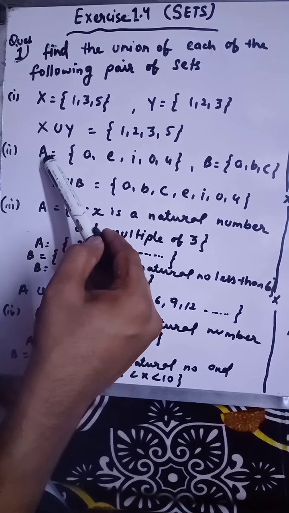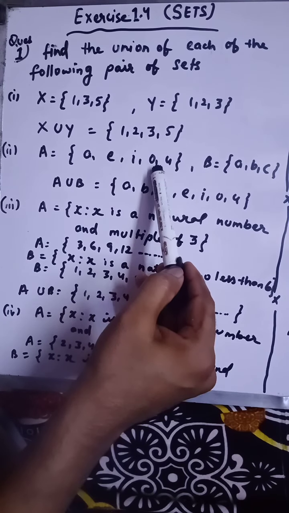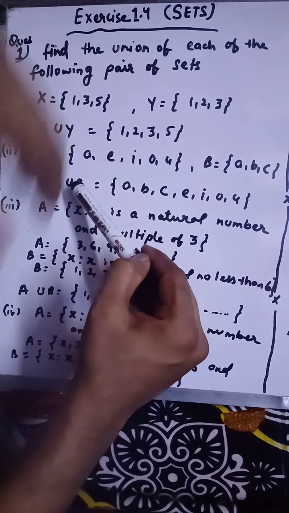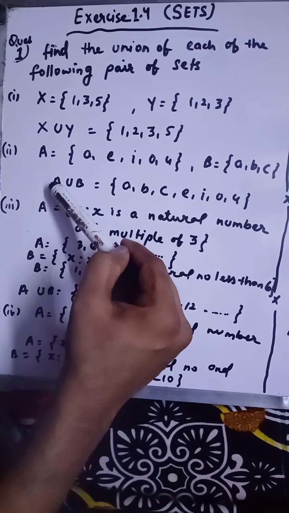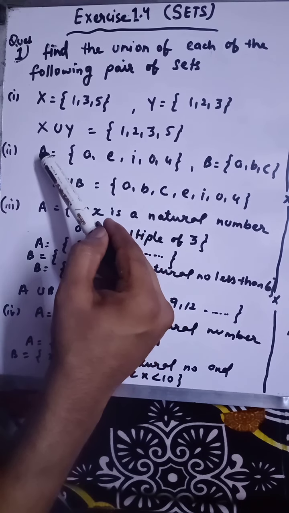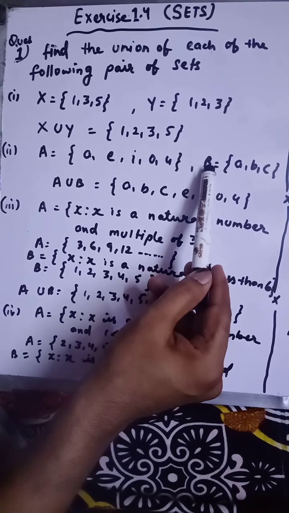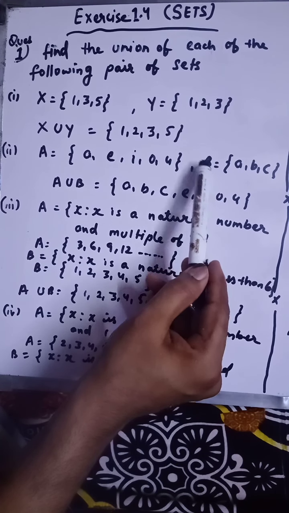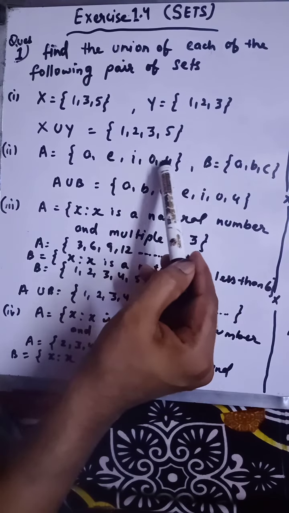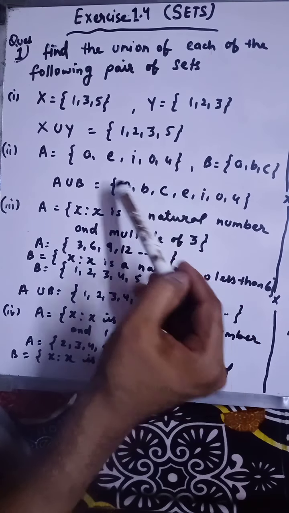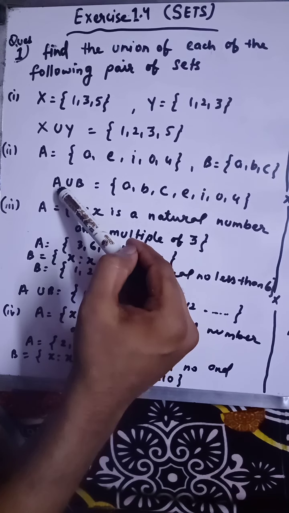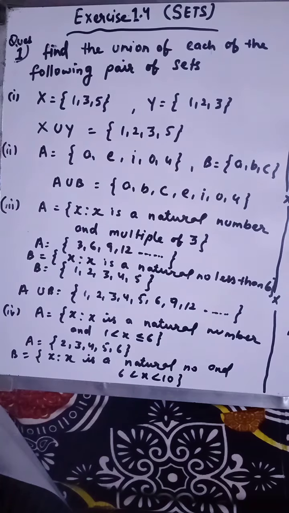Part 2. Here A, the set of all vowels, is given to you, and B is also given to you. And we have to find out A union B. A union B means we have to write all the elements which are in A and B. So a, b, c, e, i, o, u. These are all the elements when you find A union B. So this is your A union B.